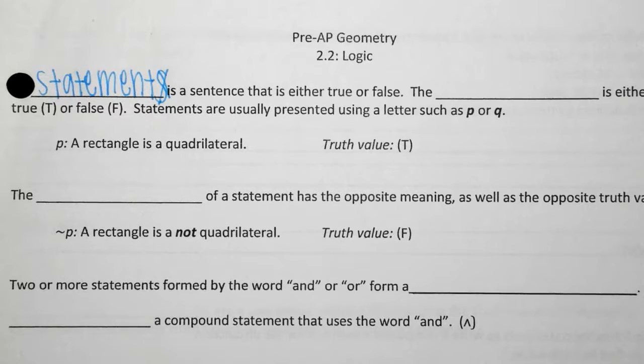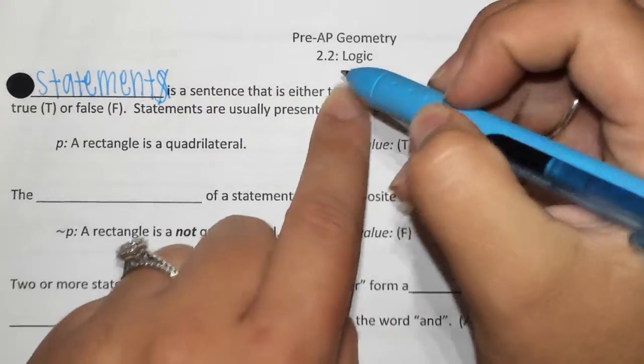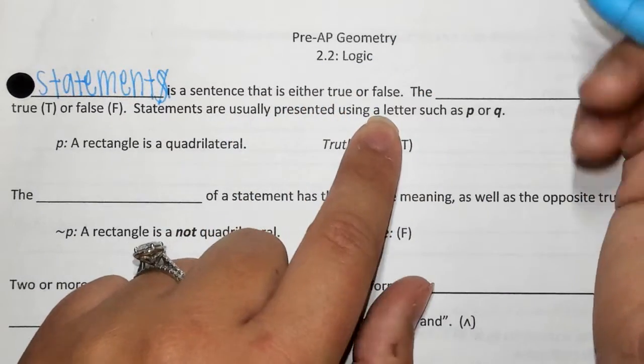This is geometry. True or false? True. No, false. It's pre-AP geometry. False. Tricked you. April is not in this class. April is in this class. True. It's a statement. All of these are called statements. It's either true or false.